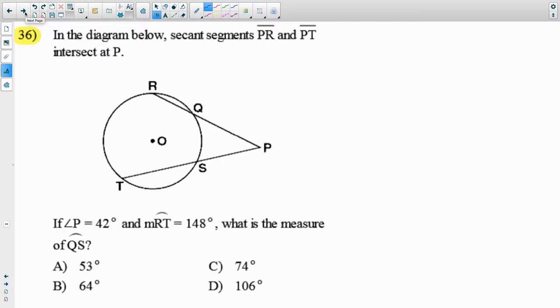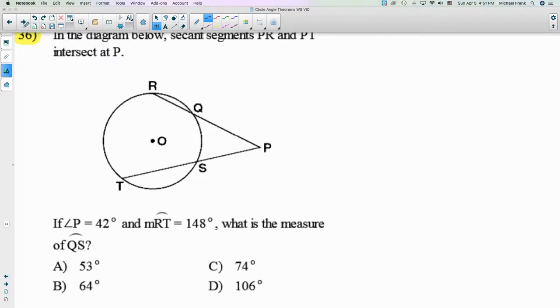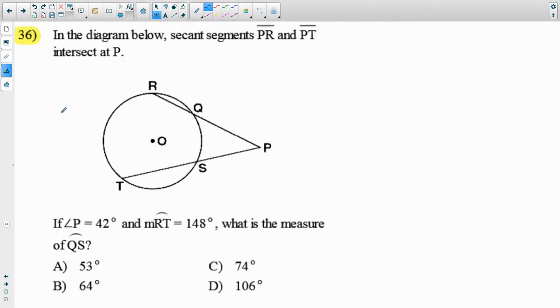And here, I think we have, wait, how many do I have left? Let's see. I think this is the last one. There might be one more after it. Number 36. In the diagram below, secant segments PR and PT intersect at P. If the measure of angle P is 42 degrees, okay, here they're giving me the angle, so I'm just going to put it in there, 42 degrees. And the measure of arc RT out here is 148 degrees. What is the measure of arc QS? Since there's no x in this problem, I'm going to put a little x there to represent that.